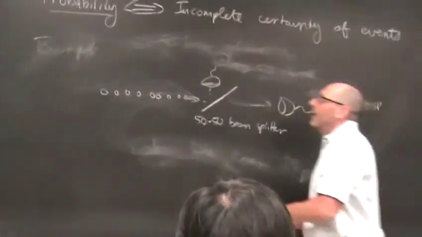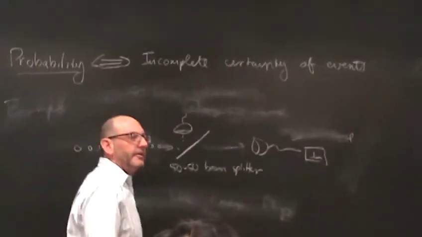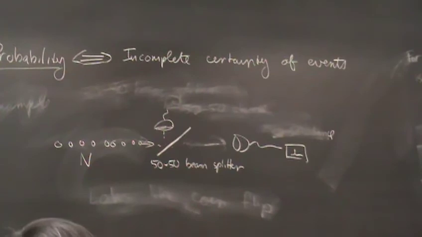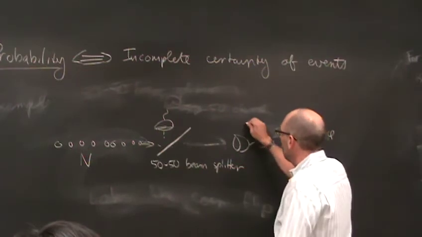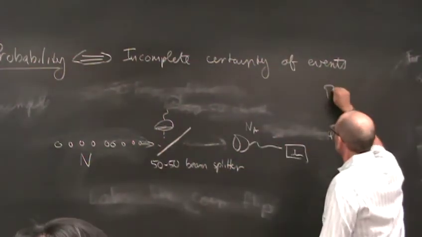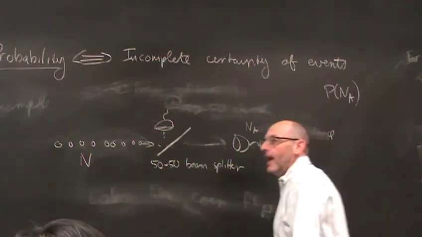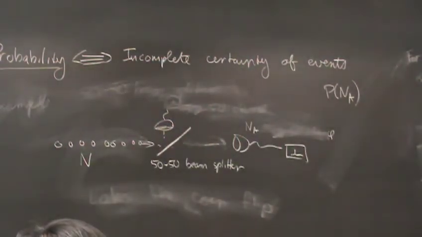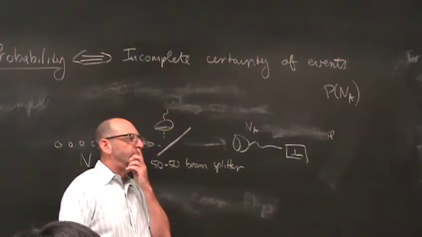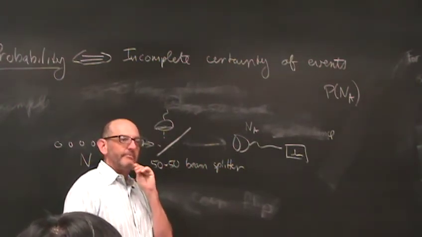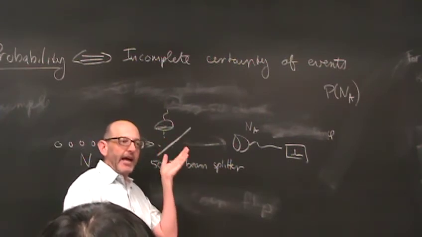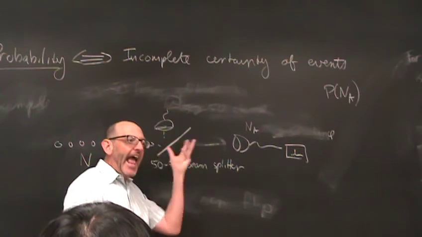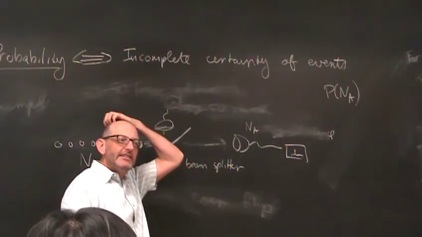Suppose I have n photons impinging on this beam splitter. And I want to know what is the probability of seeing n sub a photons at this detector. What would you say? 1/2. Well, no, I mean, any one photon is a half, but the problem is seeing n of those is N what? divided by 2.